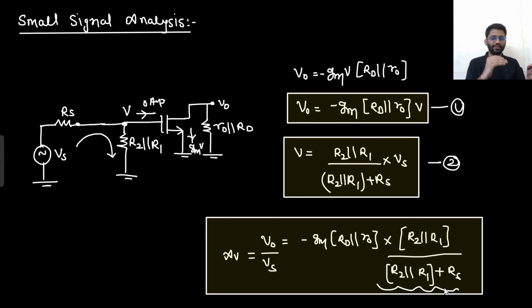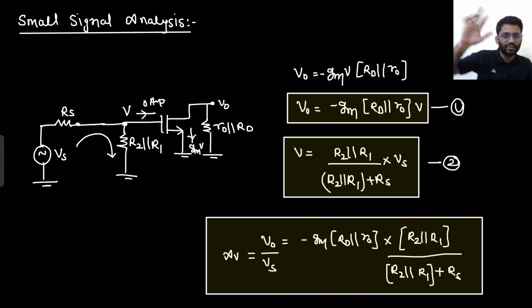So your gain is reduced if your input is having some source resistance. If your input source is having some resistance with it, then your gain will be reduced, because the complete Vs is not coming at the gate. This is the gate. So the complete Vs is not coming at the gate. What is coming at the gate? At the gate, R2 parallel R1 upon R2 parallel R1 plus RS into Vs is coming.